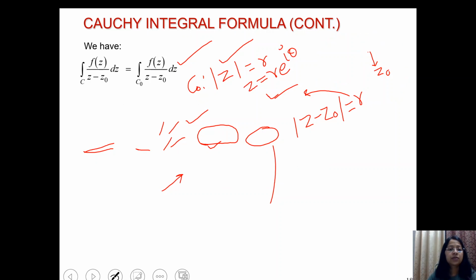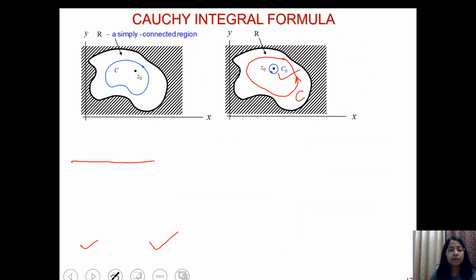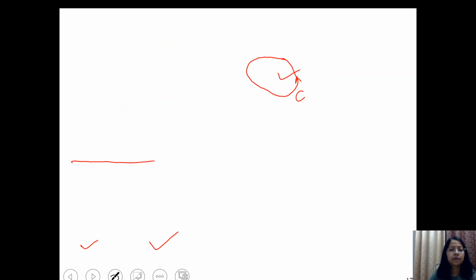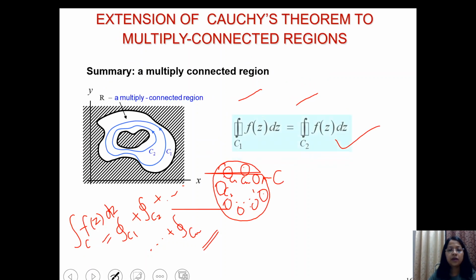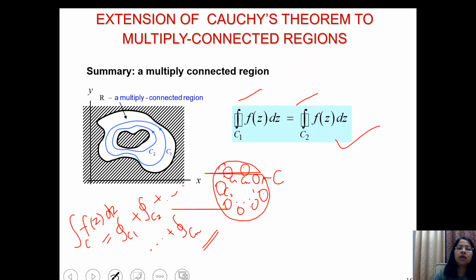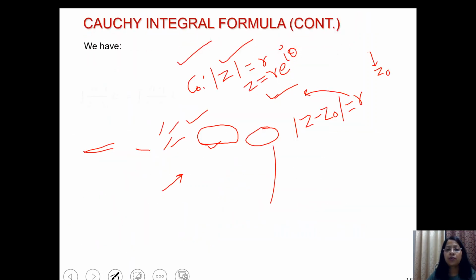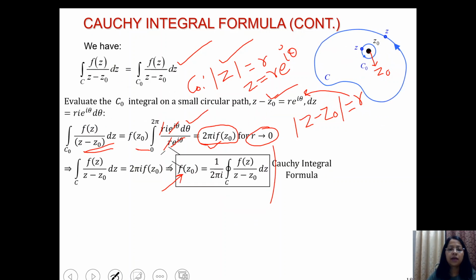So, as I wanted to show you here, we applied Cauchy's theorem for multiply connected regions to derive the Cauchy integral formula. I hope it is clear. Then we will be using these results by solving our questions.